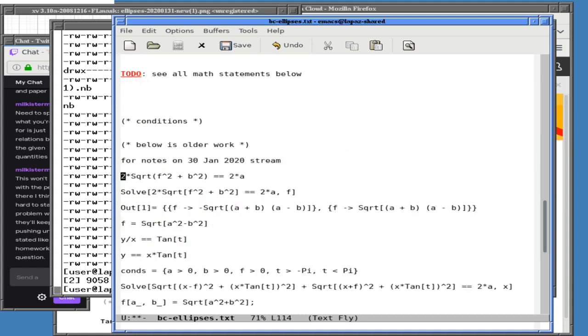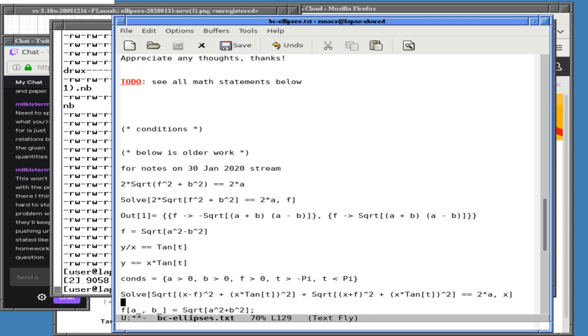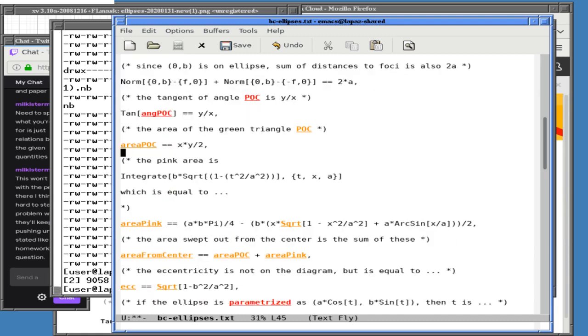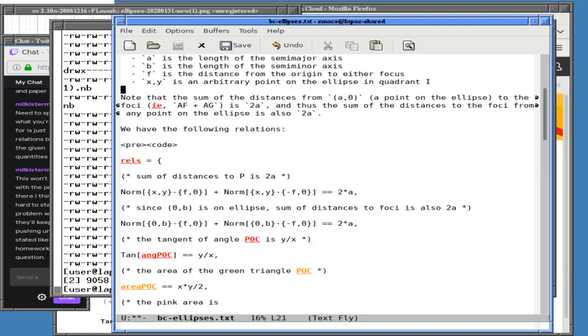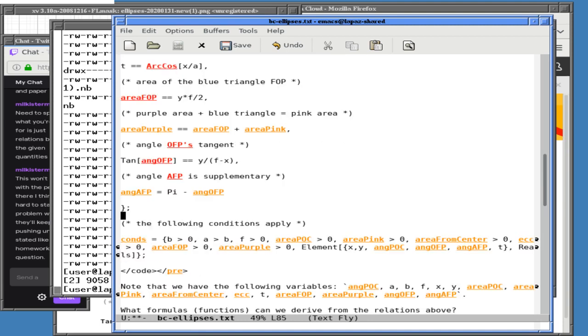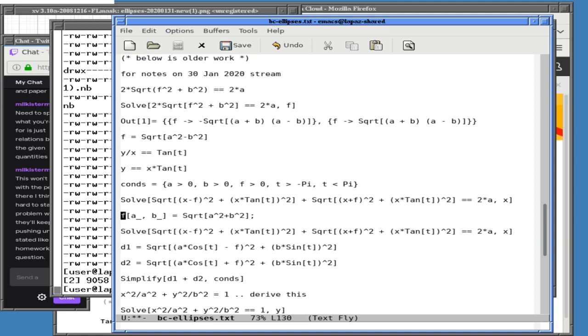Have I actually... Oh yeah, I did get all the math statements below. Well, let me double check. Y over X equals tan T. I think I actually end up saying that in a very strange way up here. Actually, it's space T space. T is equal to arc cosine of X over A. Y over X equals tangent of T. Oh, no, I'm using a different T here. I'm using one of the angles as T there.